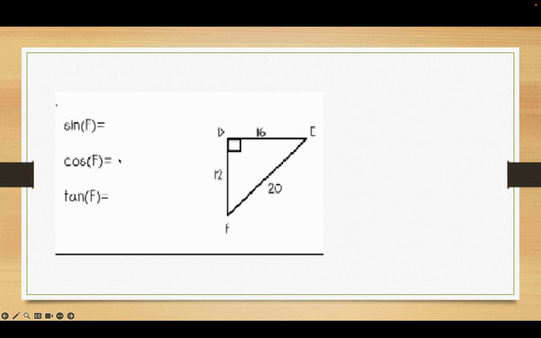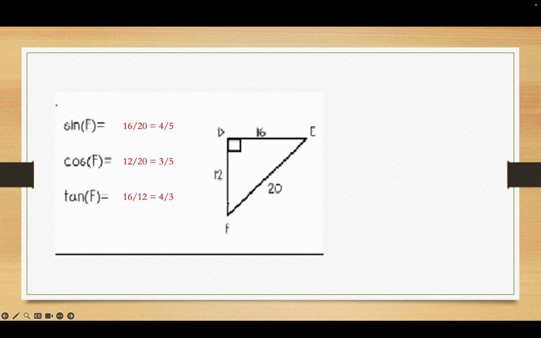All right, a little review now of our work from the other day. SOHCAHTOA. Go ahead. Okay. So, remember the sine is the opposite over hypotenuse. This is angle F, so the opposite is 16. The hypotenuse is 20. So I get 16/20ths, which reduces to 4 over 5.